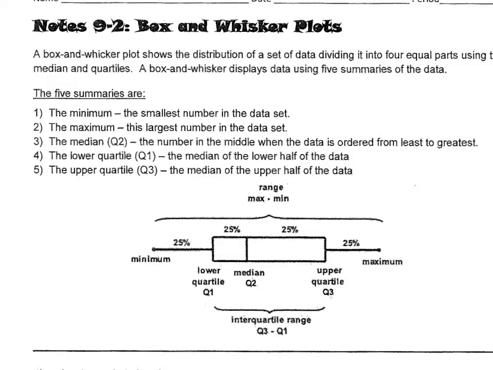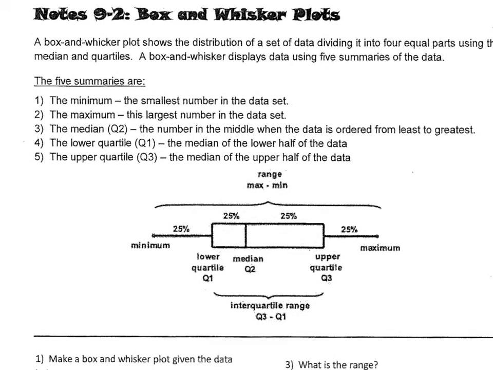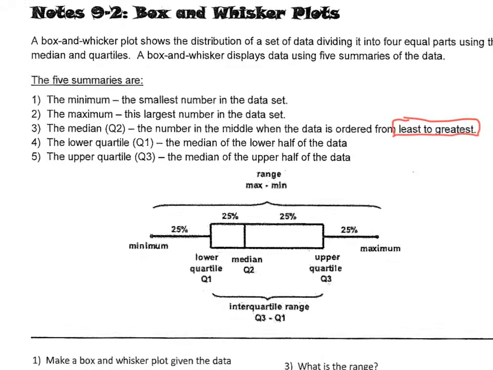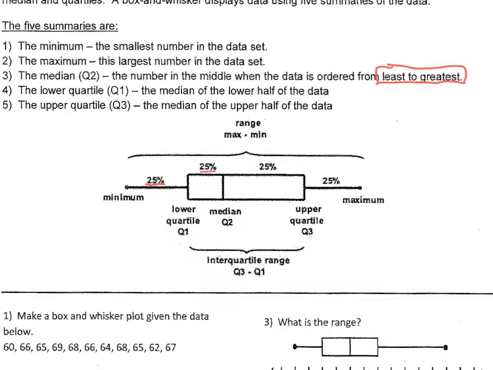The median is the number in the middle when the data is ordered from least to greatest, just like you guys did. The lower quartile, they call it Q1, is the median of the lower half, and we'll make this make sense in a second. The upper quartile is the median of the upper half, okay? So if you look at this picture, they've split it up into 4, so each piece is 25%, okay?